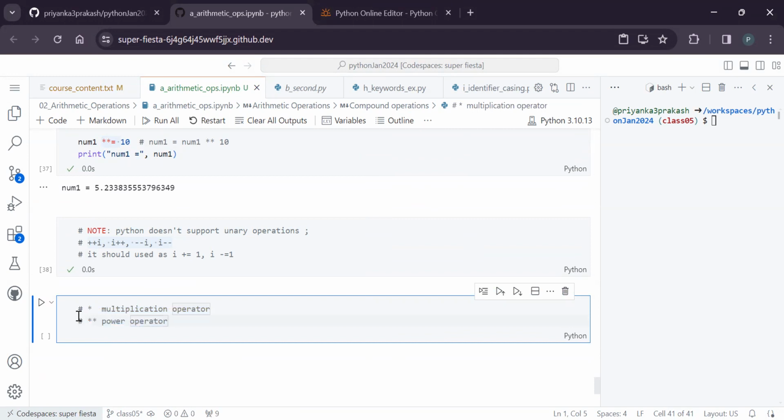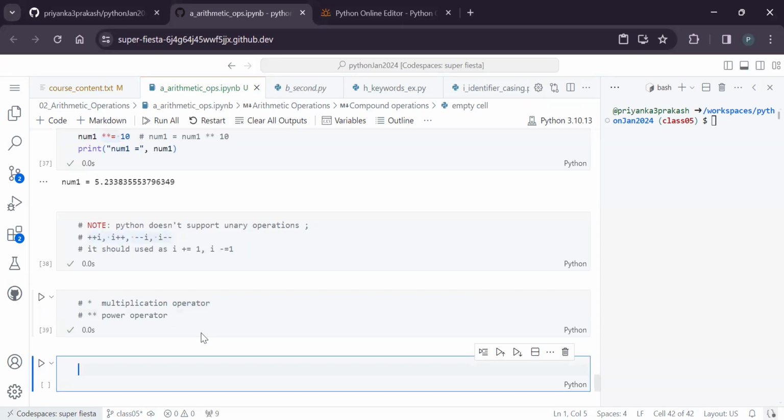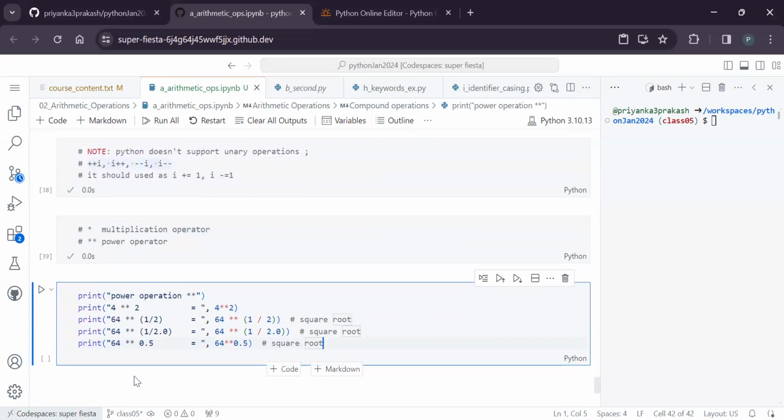Basically, if you see the keyboard, almost all keys were already used, so at some point they didn't know what key to use for the power operation. In other languages, we generally use the caret operator for power operations, but in Python, caret is for bitwise, which is another operator I will explain. So if I execute the power operations, we can do it like this.